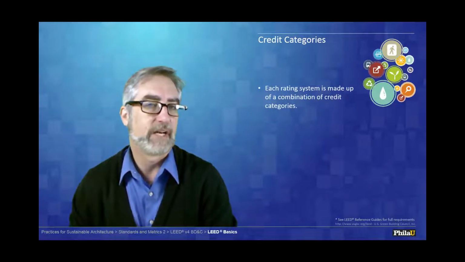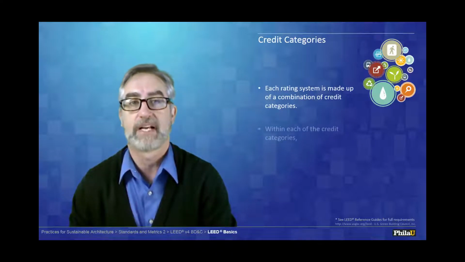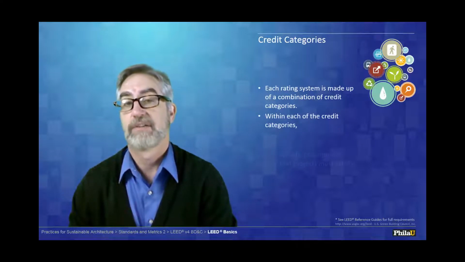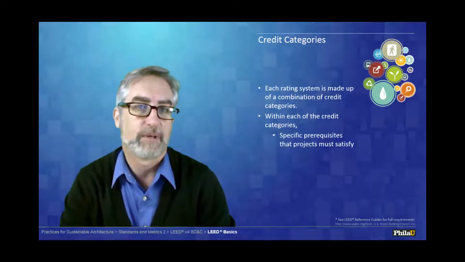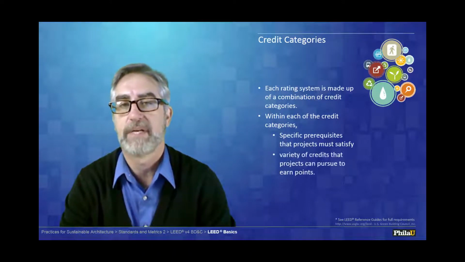Okay, so now we're going to look at how LEED, or Leadership for Energy and Environmental Design, is organized. And typically the use of the term categories is meant to help us organize all the major sustainable strategies into groups. So each rating system is made up of a combination of credit categories, and within each of the credit categories we'll have specific requirements and prerequisites that you have to meet.